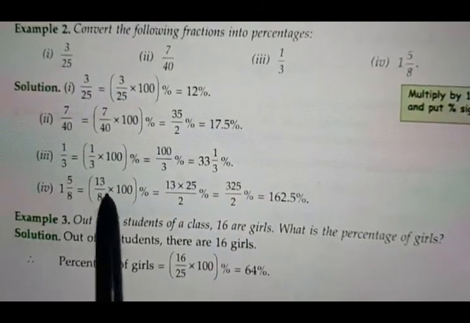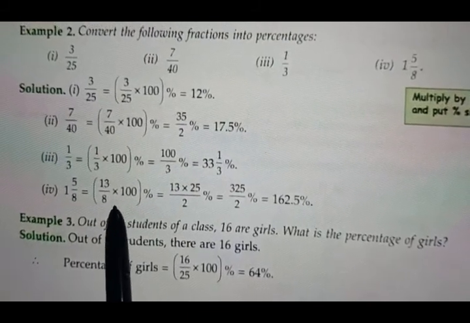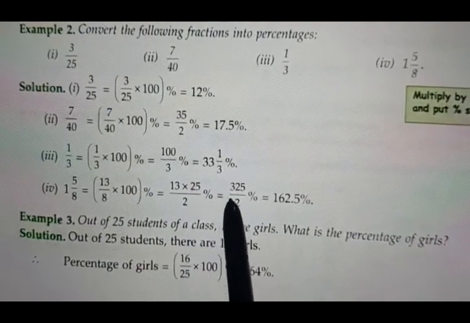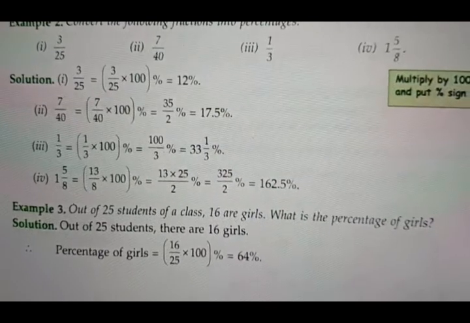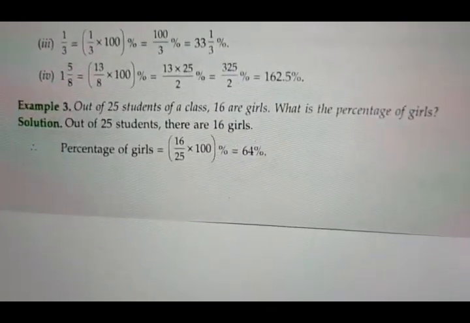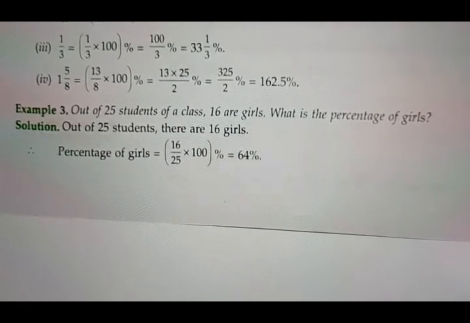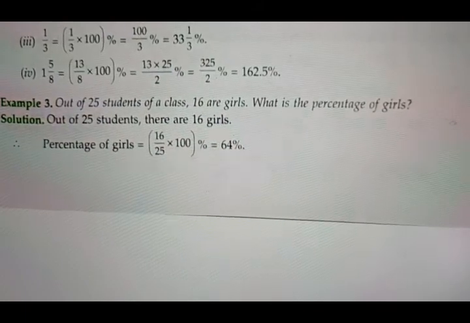And finally you convert into improper: 8 ones are 8, plus 5, 13 upon 8 into 100 will give you 325 upon 2, or 162.5%. Now, out of 25 students of a class, 16 are girls. What is the percentage of girls? So 16 upon 25 of 100 you will do. 25 fours are 100, 4 sixteens are 64. 64% will be your answer.